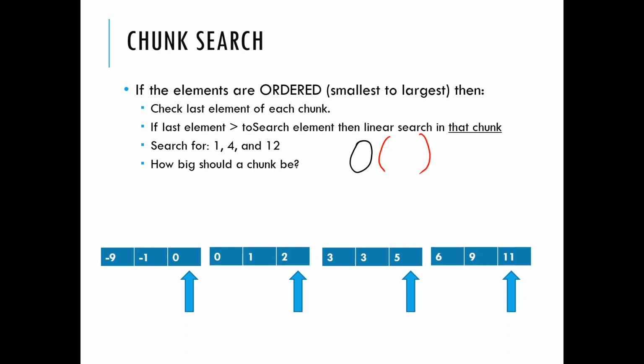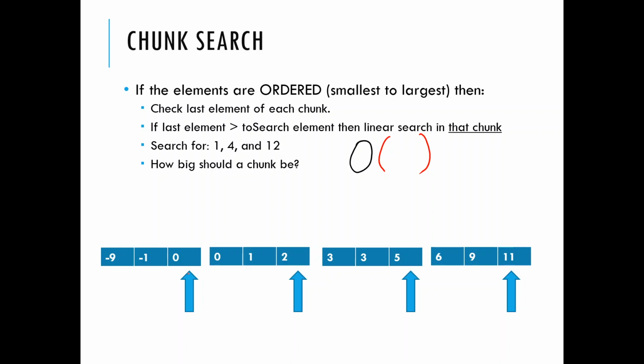So here's chunk search. Chunk search allows me to go chunk by chunk down this thing and try to find the element I'm looking for. And it only works if the array is sorted. I have to find out how big a chunk is, and I get to decide how big my chunk is, and I check the last element in each chunk to see if it's larger than the thing I'm looking for. So if I search for 1, what's going to happen?